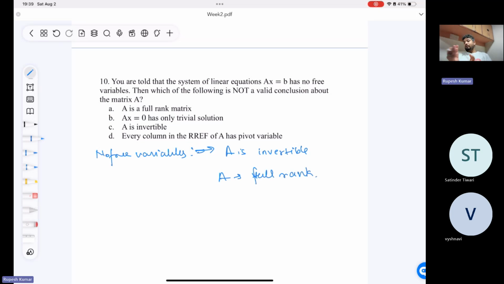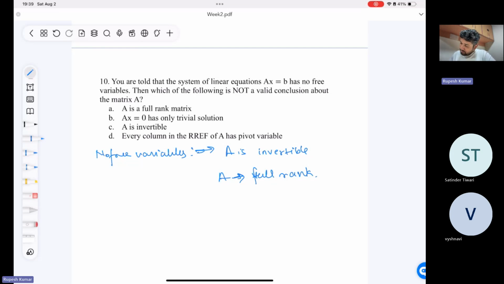Whenever you get free variables, this essentially means they can be represented in terms of the other pivot variables. So if you have no free variables, then all the variables are important. So it is a full rank matrix. So every column has a pivot variable, right?